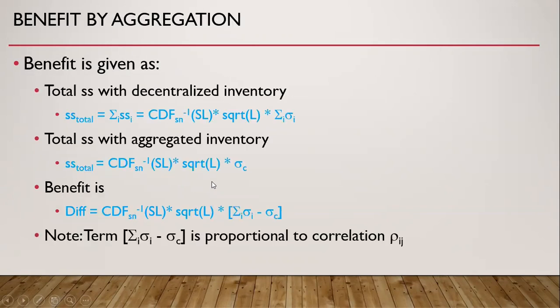So when we compare, what is the benefit of aggregation? The benefit of aggregation is this difference, and this difference is given by this term. The term inside the bracket is proportional to the correlation, and in the previous derivations we assumed that correlation was zero. So this is the benefit of aggregation at the central level.